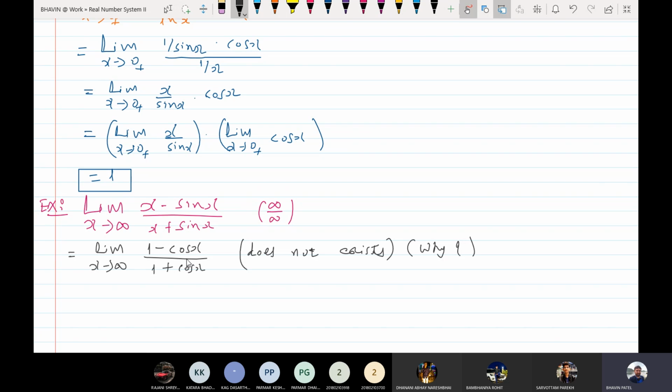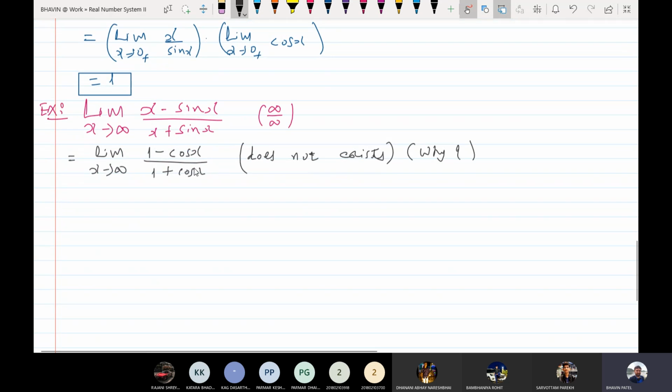See, cos oscillates between -1 to 1. What is the range of cos function? Closed interval -1 to 1. So if x tends to infinity, sometimes cos takes the value 1, sometimes cos takes the value -1. So this term does not remain constant as x goes to infinity. Due to this reason, this limit does not exist.